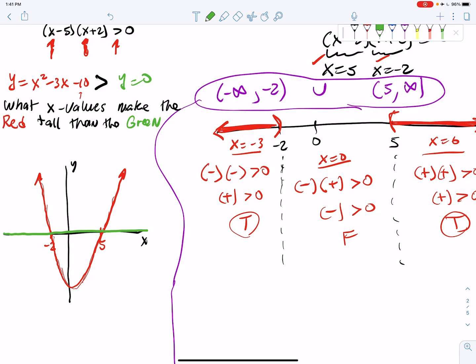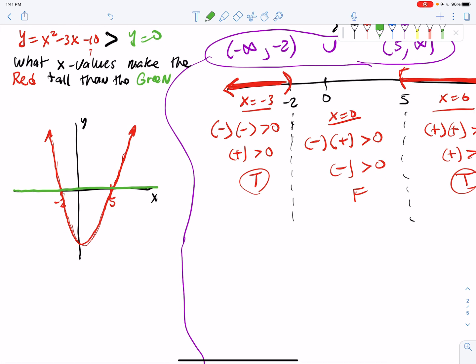And so when we take a look at this, we're talking about the height because we're talking about y values, and we want to know what x values will make that happen. Well, you can see that when we're down here, the red is smaller or less than the green. But once we get here, the red is definitely taller or greater than the green. So therefore, these x values make the y value greater than the green. Now at -2, it equals it. And notice we've got this inequality, not equal, so this is open.